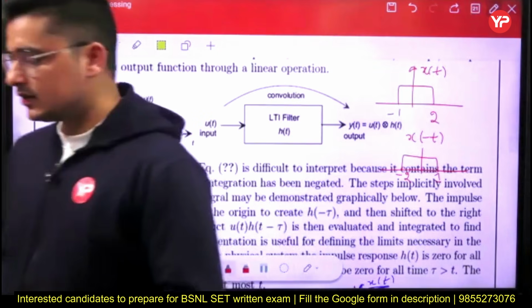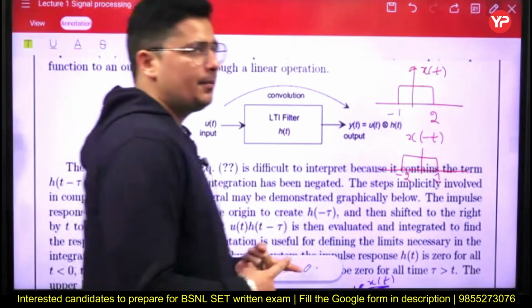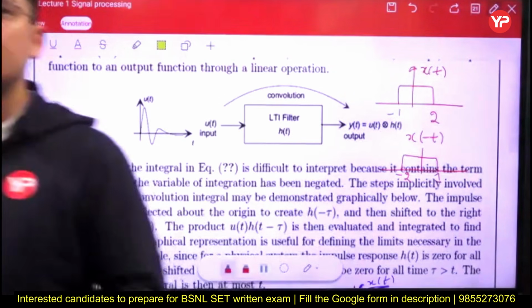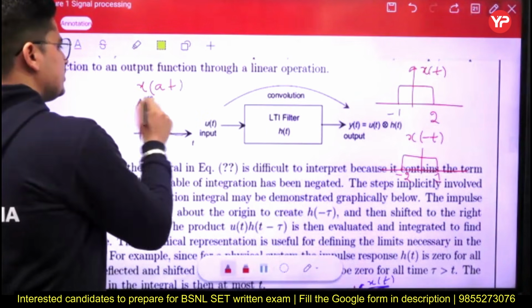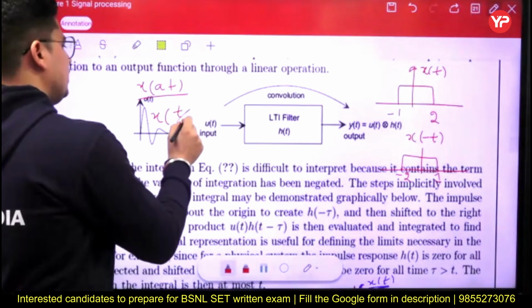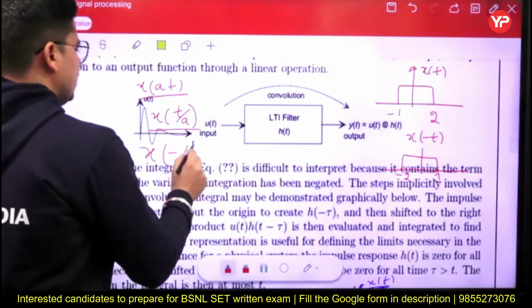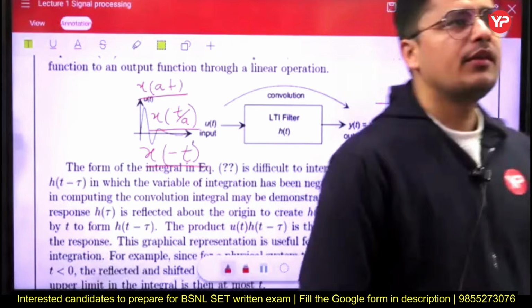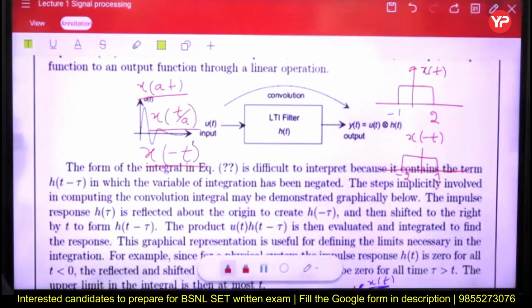Another operation which I discussed with you is scaling. Scaling is again of two types: compression and expansion. If you have x of a t, this is compression. If I have x of t by a, this is expansion. And the third one which I discussed here, x of minus t, is known as time reversal.